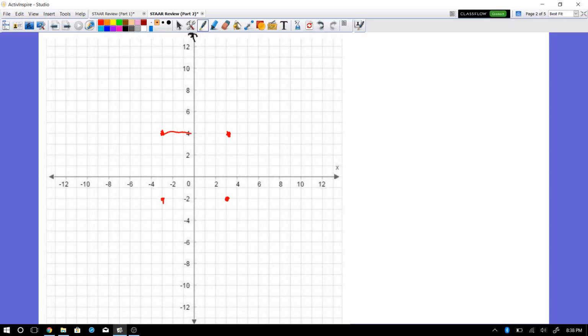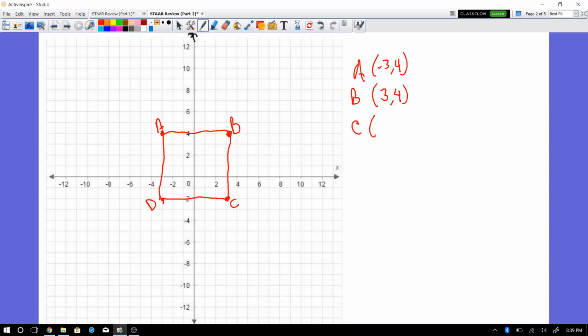So the thing that we struggled with whenever we went over this before was whenever you have the points, know the information that you've got. And let's write down the coordinates. So over here we're going to write A, and that's at -3, +4. B is at 3, 4. C is at 3, -2. And D is at -3, -2.